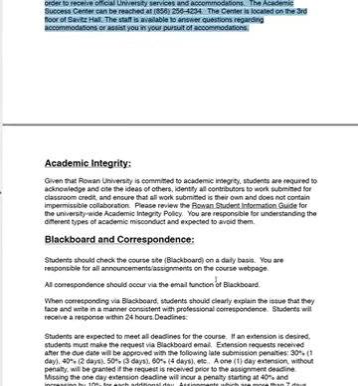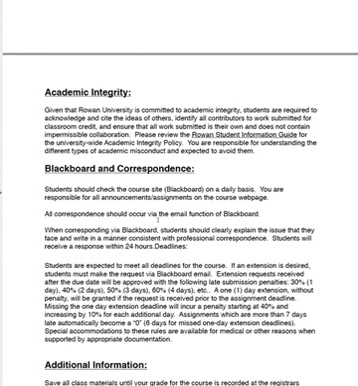Academic integrity. Rowan is committed to academic integrity, and students are required to acknowledge and cite others. Realize that if I catch you cheating, again, excuse me. You are responsible for understanding the information in the Rowan Student Information Guide and the University Academic Integrity Policy. You're responsible for understanding them and the different types of misconduct, and you are expected to avoid them.